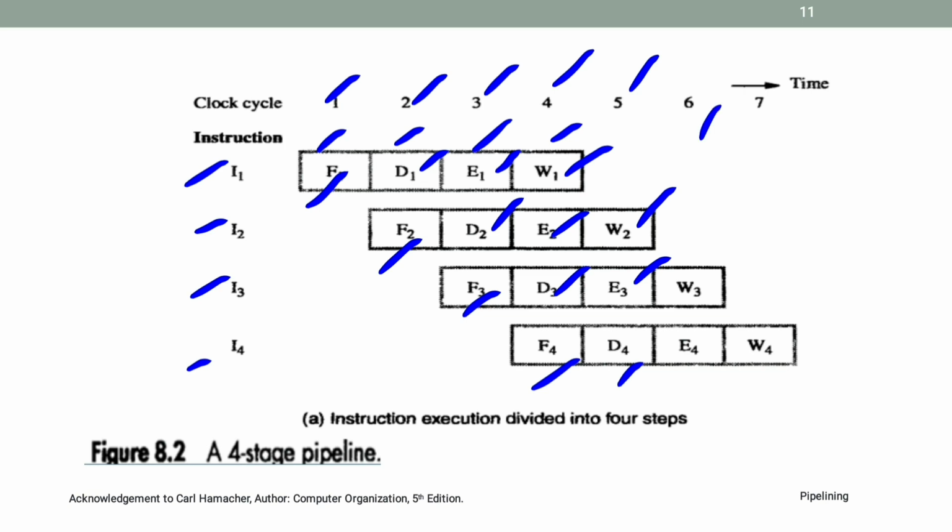During sixth clock cycle, write phase of instruction 3 is present. That is, after execution of instruction 3, whatever result is obtained, that is written on to destination location. At the same time, execution of fourth instruction is done. During seventh clock cycle, that is the last clock cycle, write phase of fourth instruction is performed. That is, after the execution of instruction 4, whatever result is obtained, that is written on to destination location.